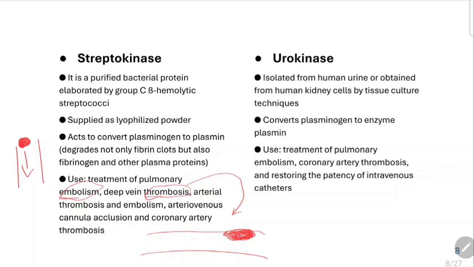So usually, no, your streptokinase helps in degrading or lysing, okay, your thrombi or your emboli. Okay, urokinase. Your urokinase is isolated from human urine or obtained from human kidney cells by tissue culture technique. Okay, it converts plasminogen to the enzyme plasmin. Also, no, ginagamit siya same as with your streptokinase. So, uses, treatment of your pulmonary embolus, okay, coronary artery thrombosis, and even restoring the patency of your intravenous catheters. Okay.